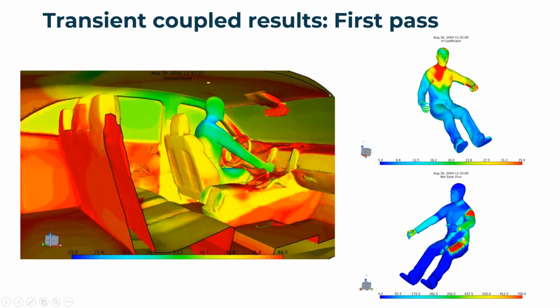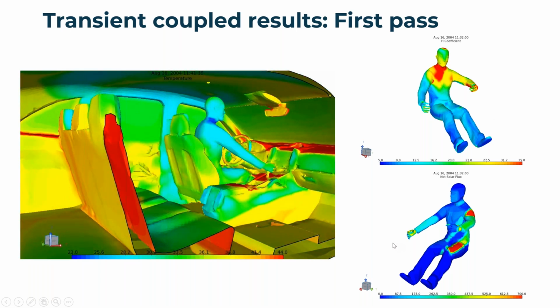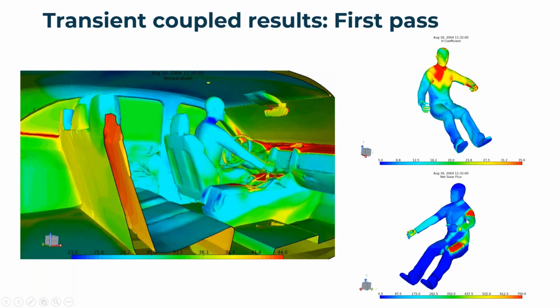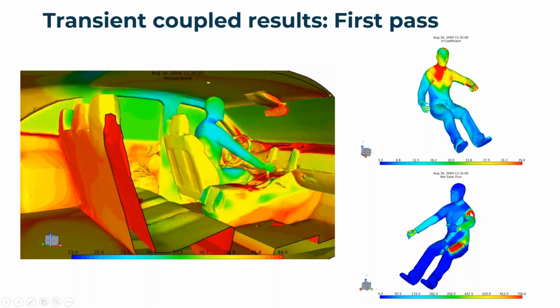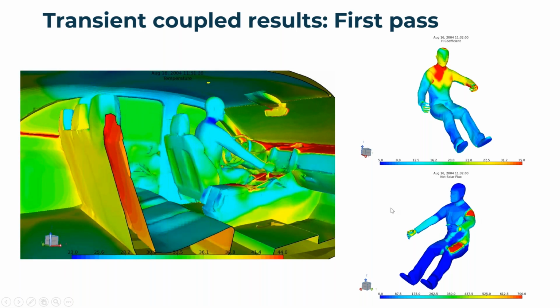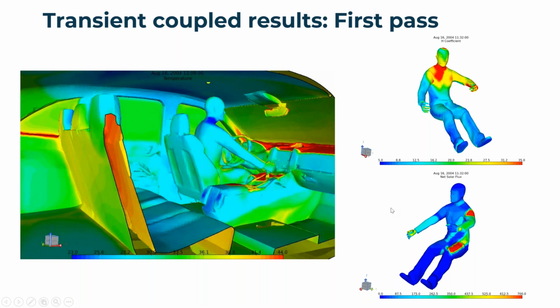And then this bottom image here shows the solar flux on the human. So based on the position and some of these parts that are closer to the window, we're getting some high solar load on the left upper arm, shoulder, and the left thigh, and modest loads on a few other areas.